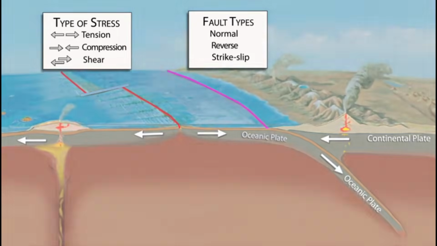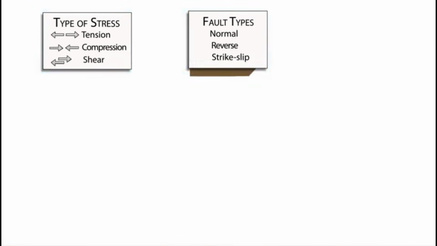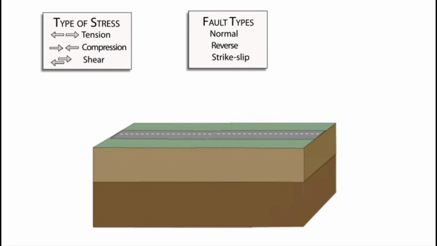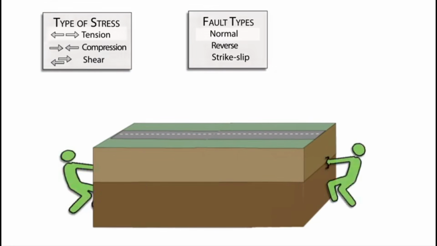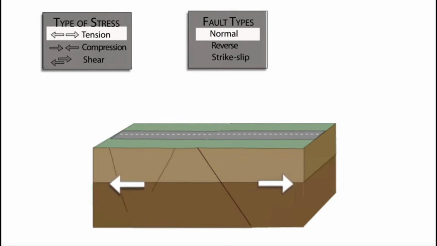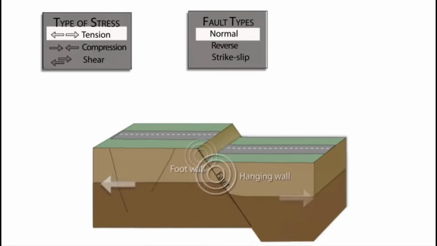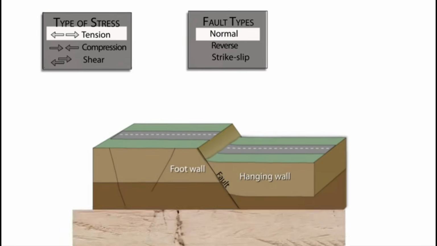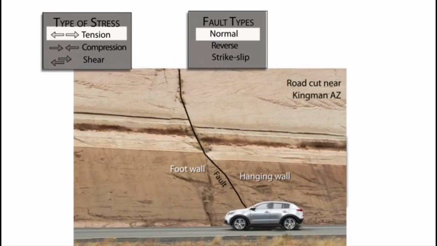Faults can be separated into 3 broad classes based on the direction of the stress that caused the fault offset. When tensional stress is applied, the rocks extend, initially forming fractures, usually at an angle of less than 70 degrees to the surface. When the hanging wall drops relative to the footwall, it is called a normal fault.